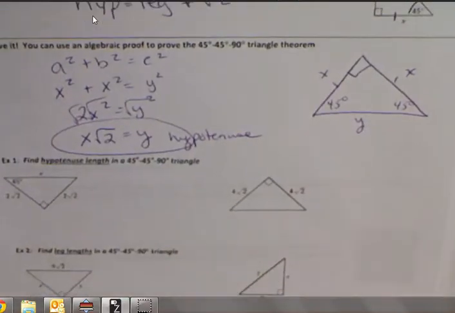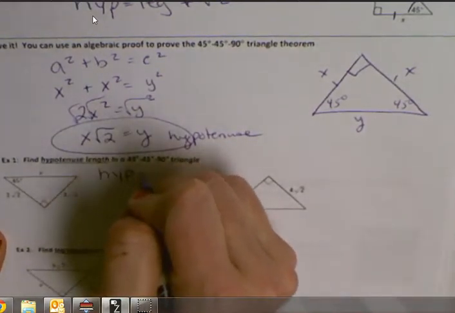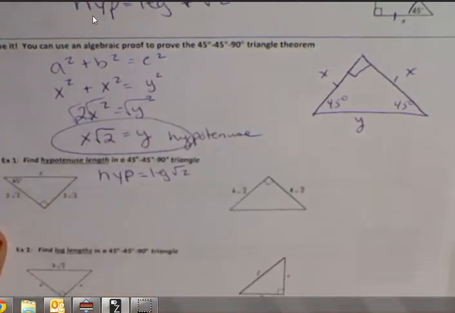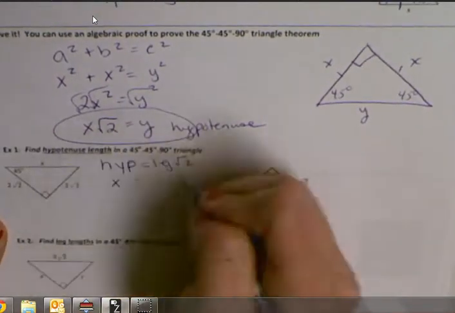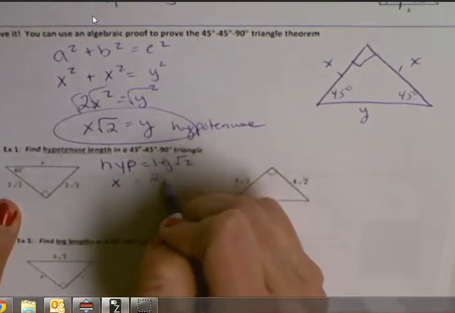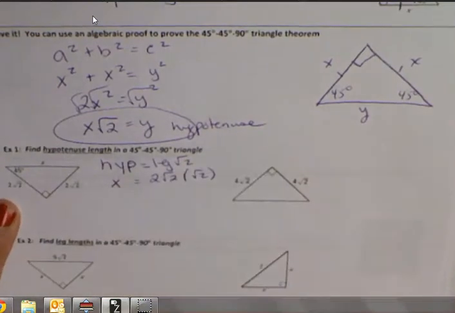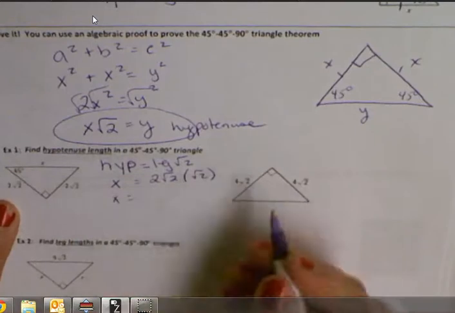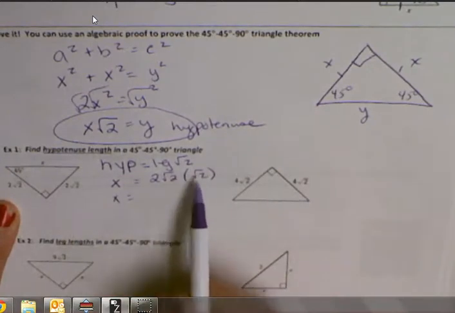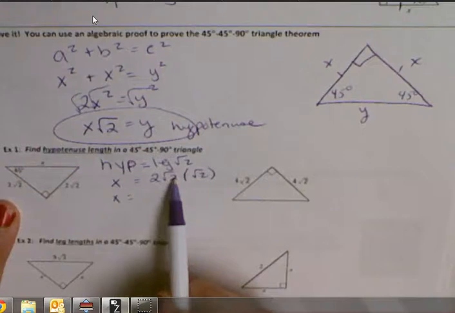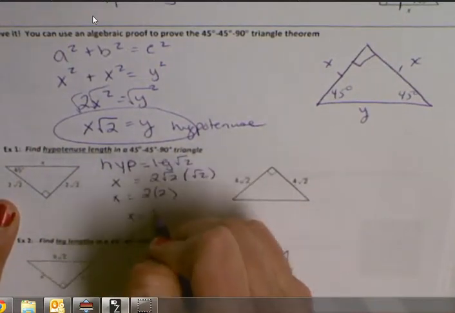So I can use hypotenuse is equal to leg rad 2 and substitute in the pieces I know. So x is equal to leg, which is 2 rad 2, times rad 2. X is equal to, we know that a radical times a radical that are squared just pulls that piece out. So we end up with 2 times 2. So x is equal to 4.